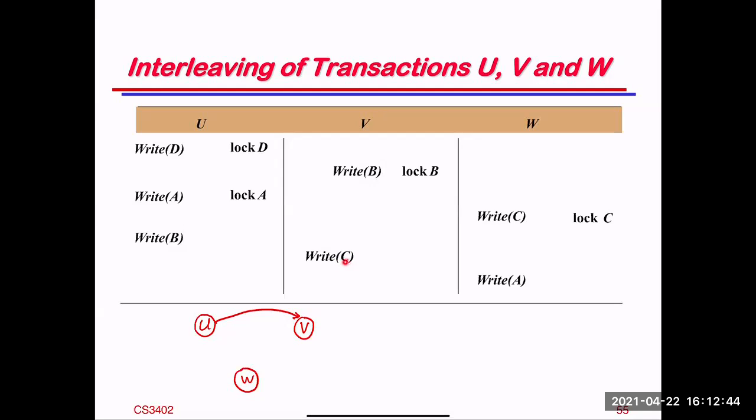So next, we will try to acquire a lock on C, but W has already acquired a lock on C. So now we have an edge from V to W. And finally here, W is trying to acquire a lock on A. And of course that doesn't work because we already have acquired a lock on A here in transaction U. And therefore we now need to also add an edge from W to U.